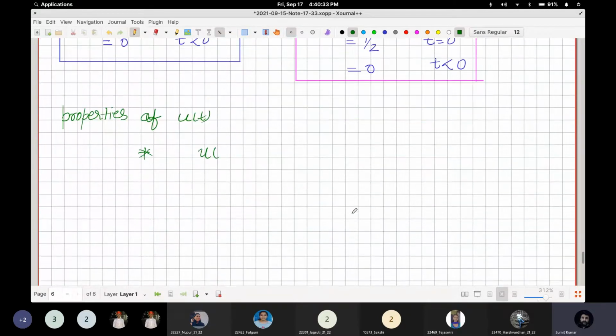Now let's see the properties of u(t). The very first is: what is u(t) plus u of minus t? If you add u(t) plus u(-t), what is it that you are going to get?